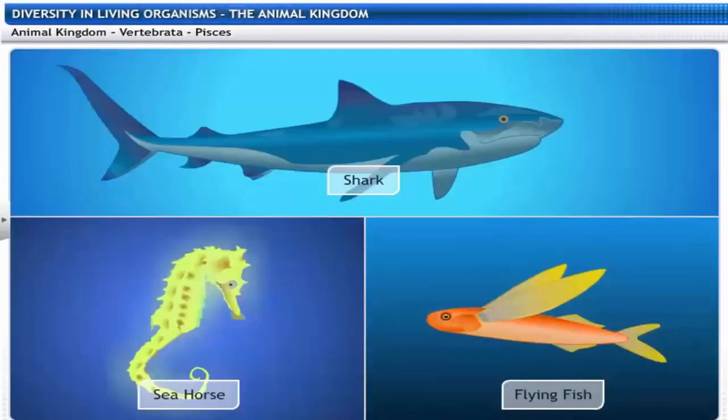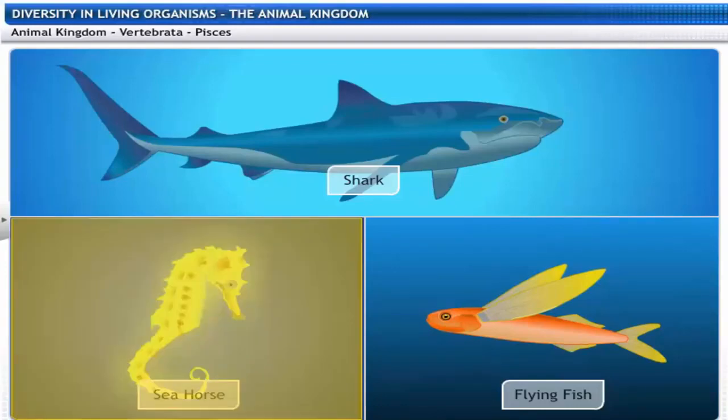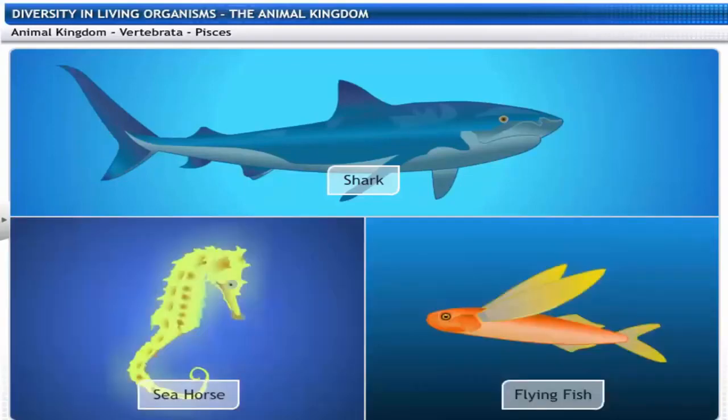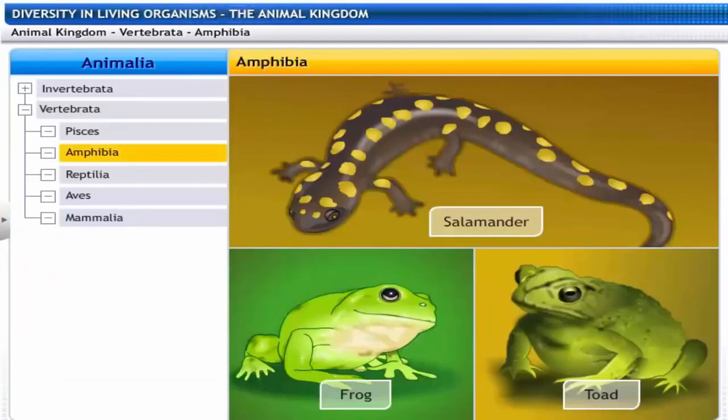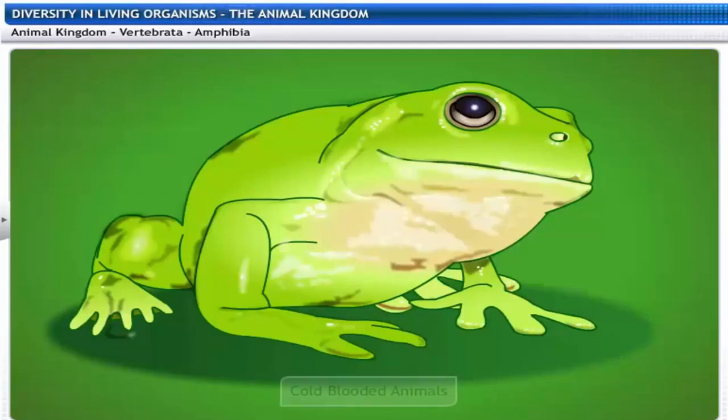Some fishes have skeletons made entirely of cartilage, such as sharks, and others have a bony skeleton, such as seahorses and flying fish. Amphibians include salamanders, frogs, and toads. Amphibians are cold-blooded animals.